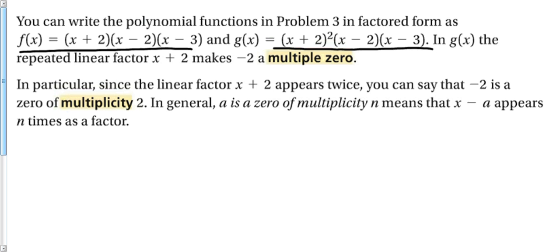Since the linear factor appears twice, you can say that -2 is a 0 with a multiplicity of 2. So if we were going to write out the roots, instead of writing -2 twice, like it did in the problem, we would say -2 with a multiplicity of 2. In general, A is a 0 of multiplicity n means that that factor appears n times. So if we say 2 has a multiplicity of 3, that means that the factor x - 2 would happen 3 times. Okay?